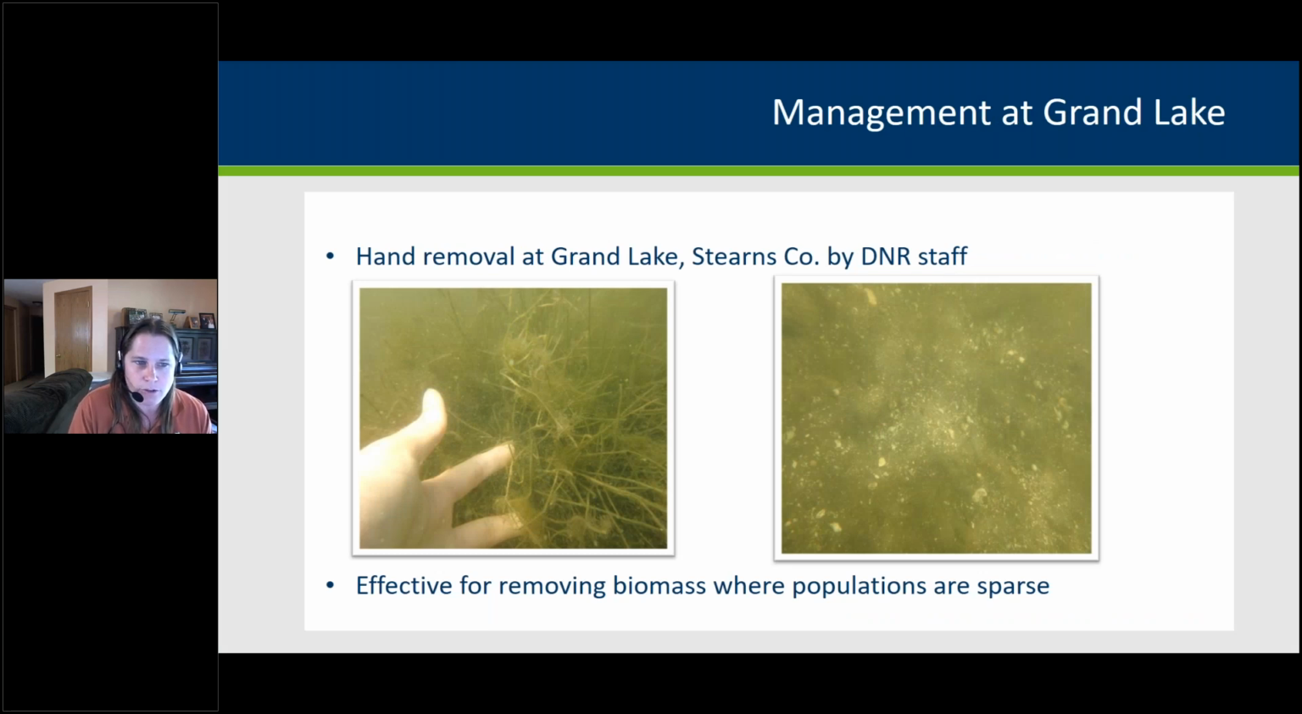Here are some before and after pictures. Obviously the left is a clump of starry, and then after. It's really effective at removing starry stonewort, but we're seeing regrowth because some of the bulbils are still left in the sediment within the same growing season.